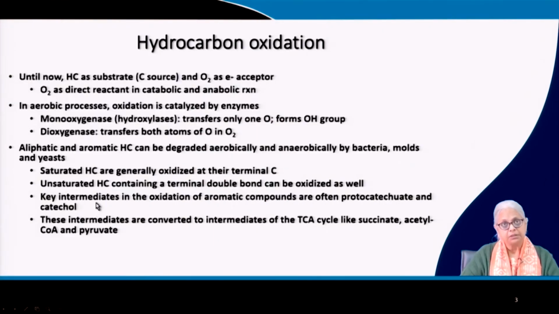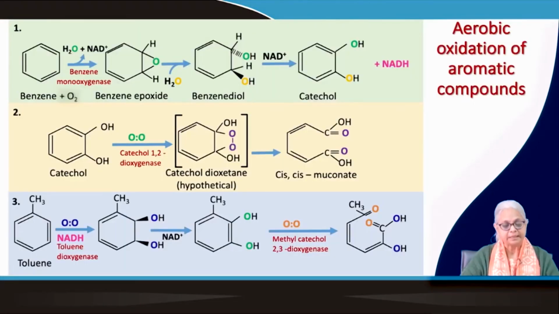There are key intermediates in the oxidation of aromatic compounds. These are generally protocatechuate and catechol. So these intermediates have to be converted to intermediates of the tricarboxylic acid cycle like succinate, acetyl-CoA and pyruvate. Benzene, in the presence of benzene monooxygenase, will be converted to benzene epoxide, benzene diol and then catechol. Now this catechol is a key intermediate.